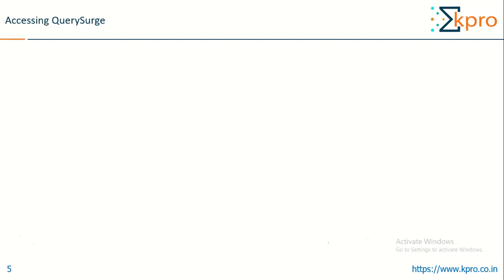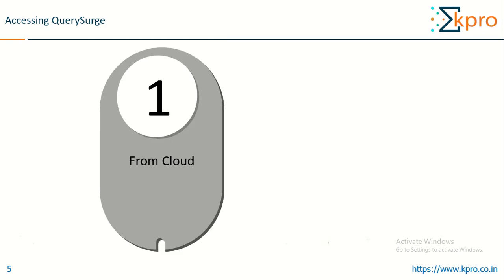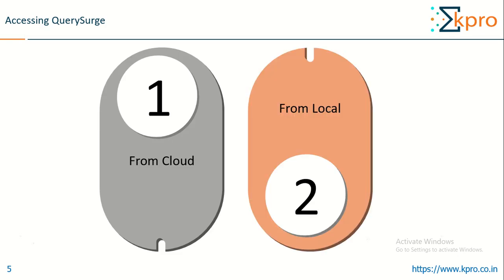Accessing Querysurge: Querysurge can be accessed in two ways, from the cloud and from local. Querysurge can be installed in a local environment, which should meet the recommended configuration and be able to manage big data. Otherwise we can access the cloud-based instance with the proper configuration to carry out our testing.